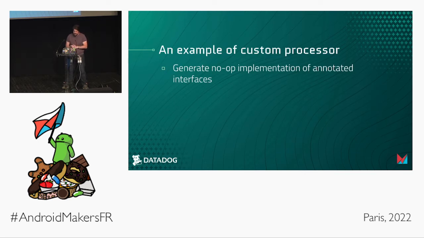An example of a custom processor that we do use in Datadog is this generation of a no-op implementation of an annotated interface. As you know, we could have nullable variable types, not variable properties, in our Kotlin. The thing is that dealing with nullables, especially for vars, can be a bit verbose and tedious. So what we have instead is non-nullable variables that are typed as interfaces, and by default they're going to be using a no-op implementation, which is basically an implementation of the interface that does nothing.